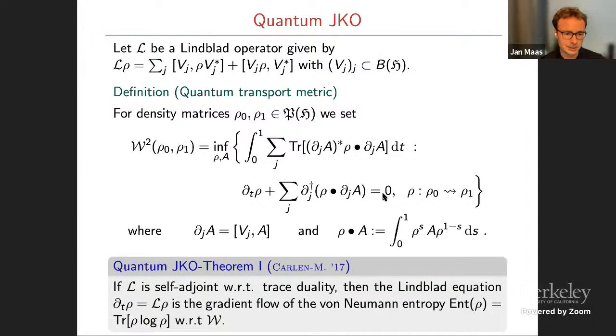Okay, and then the theorem is that if you do that, remember we made this assumption of self-adjointness with respect to trace duality, then this Lindblad equation is actually the gradient flow of the von Neumann entropy with respect to this optimal transport metric. So in this sense, what this theorem tells you is that this metric is a natural replacement of the Wasserstein metric, but now acting in a non-commutative setting, as a metric between density matrices.